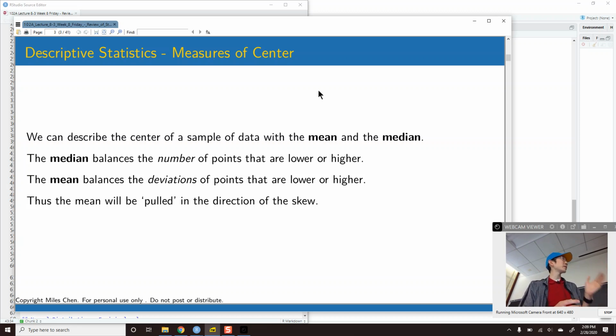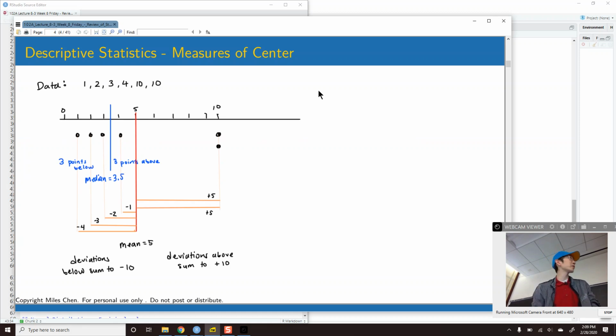The median balances the number of points that are higher or lower than the median. And the mean balances the deviations of the points that are higher or lower. Because the mean considers how far the points are away, it's going to get pulled in the direction of the skew. Here's a little picture illustrating this. Here I've got the points 1, 2, 3, 4, 10, and 10. I've plotted them here, and the median just balances the number of points. We've got 3 points below, 3 points above.